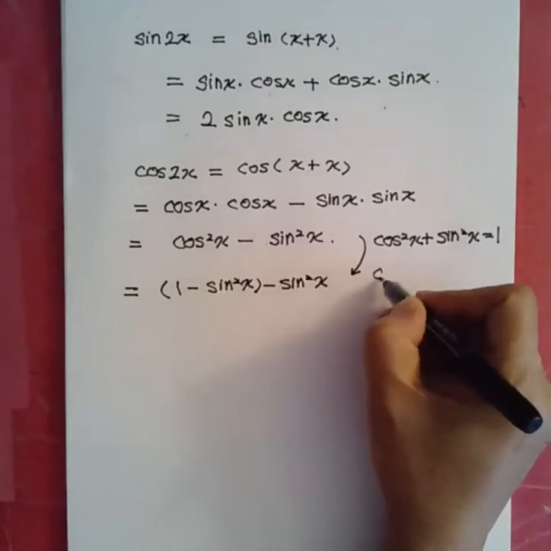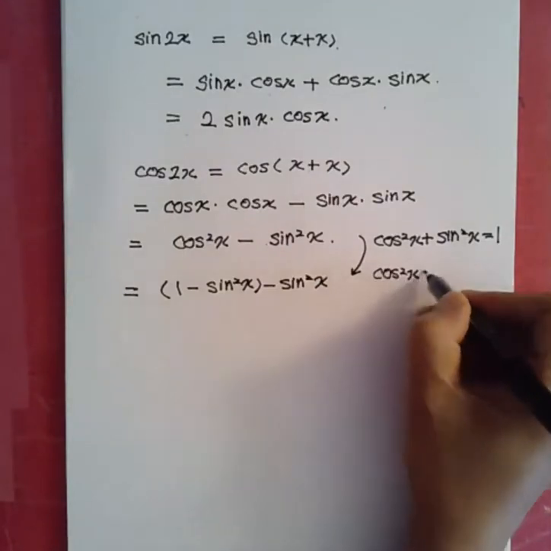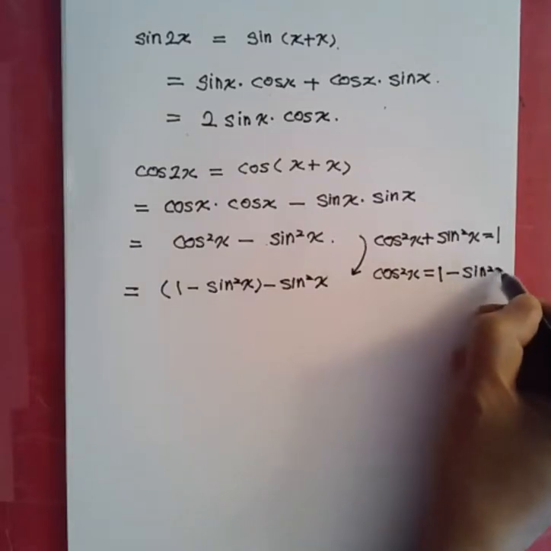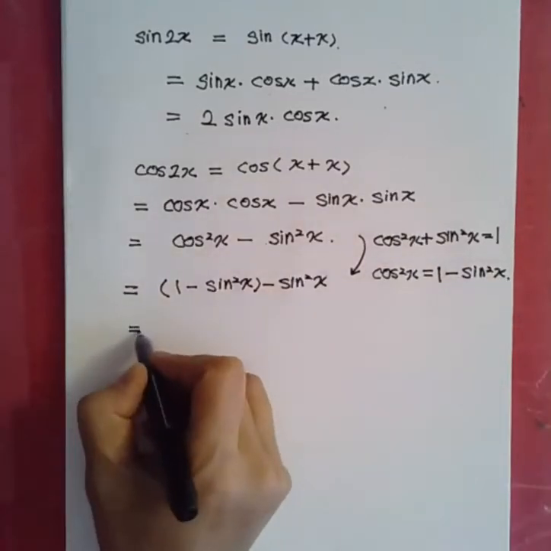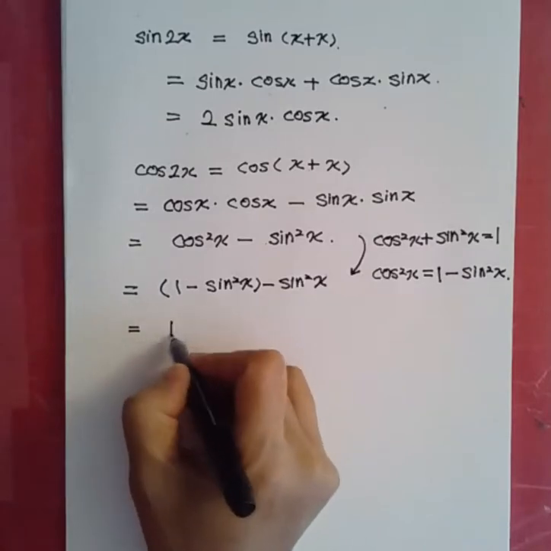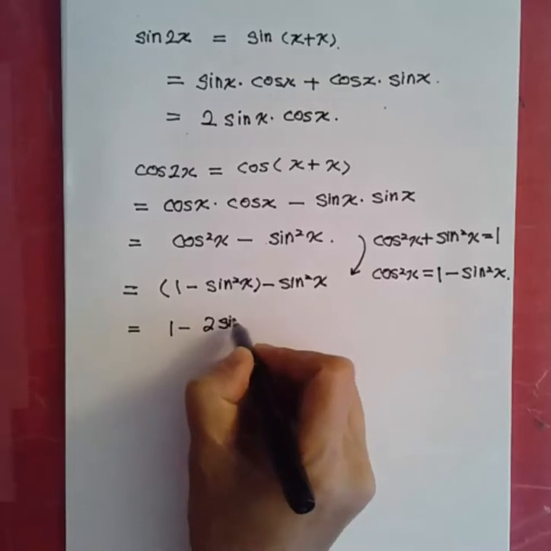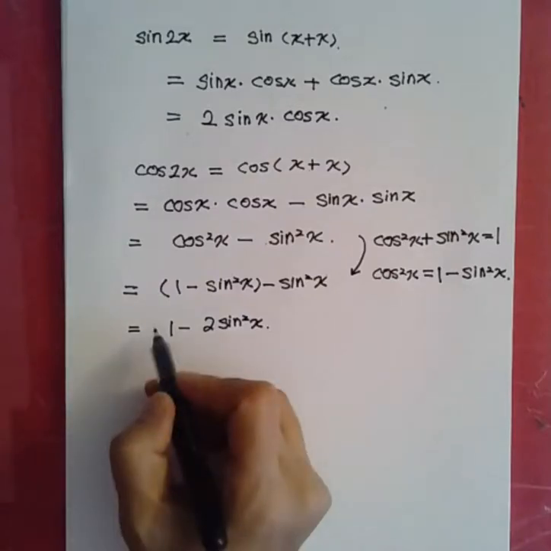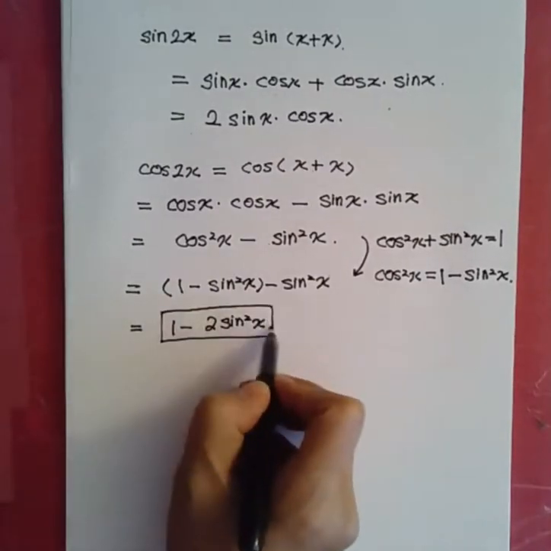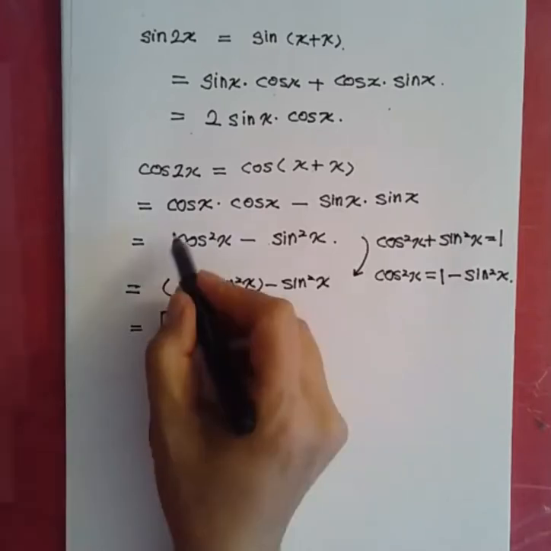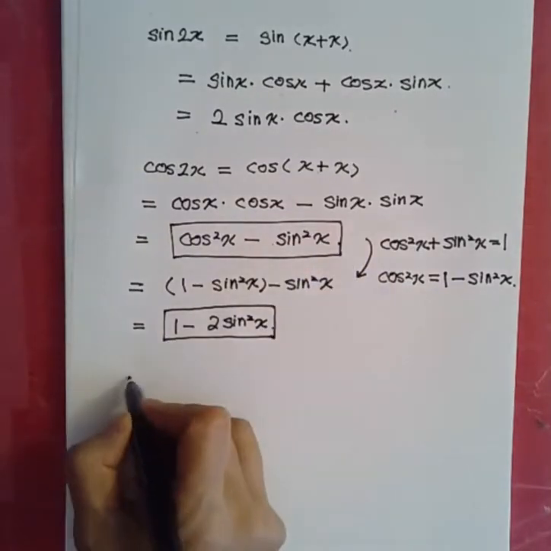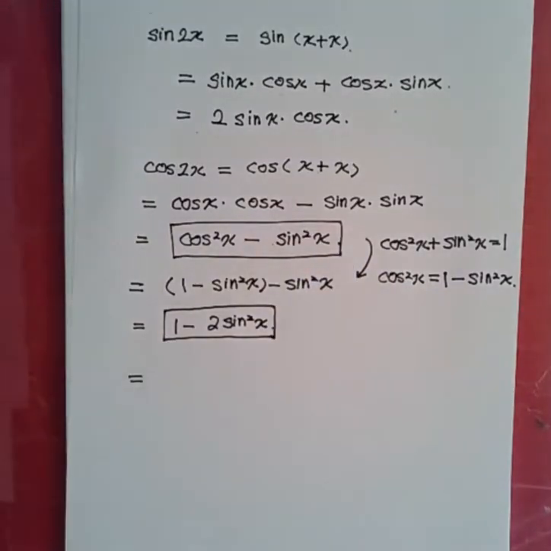So by subtracting sine squared on both sides, we could get cosine squared equals 1 minus sine squared of x. Then that can be written as 1 minus 2 sine squared of x. This was another formula we stated other than cosine squared minus sine squared, which was derived from the double angle formula, derived from the sum formula.